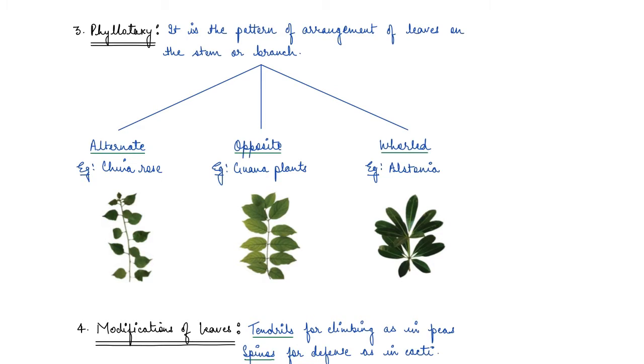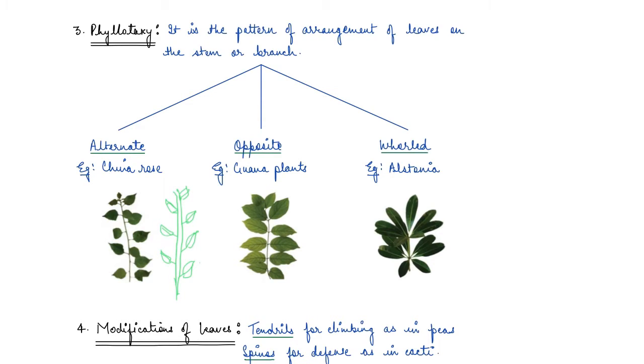As in the case of China rose, mainly what happens is, say if I draw it like this, this is the stem and the leaf is not opposite but alternate. You can see that towards the opposite end there's no leaf present, and the leaf on the other side is a bit above. So this is nothing but alternate arrangement of leaves.